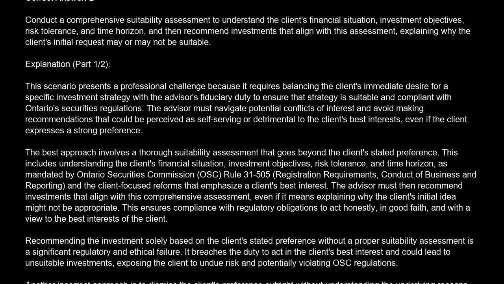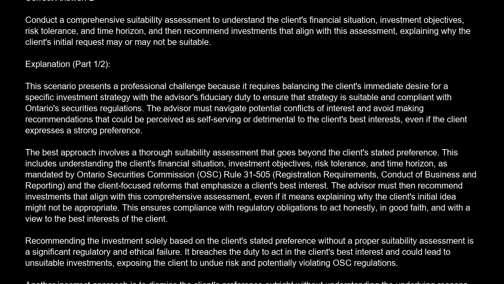This includes understanding the client's financial situation, investment objectives, risk tolerance, and time horizon, as mandated by Ontario Securities Commission (OSC) Rule 31-505, Registration Requirements, Conduct of Business and Reporting, and the client-focused reforms that emphasize a client's best interest. The advisor must then recommend investments that align with this comprehensive assessment, even if it means explaining why the client's initial idea might not be appropriate.